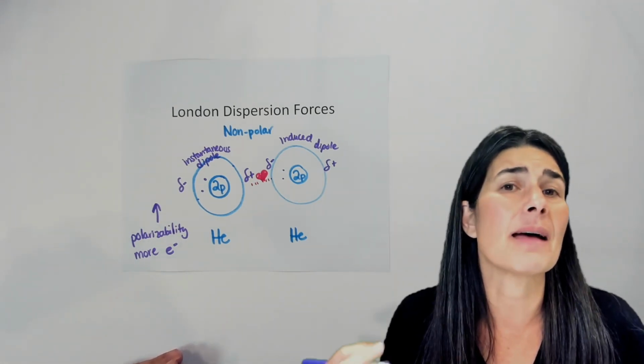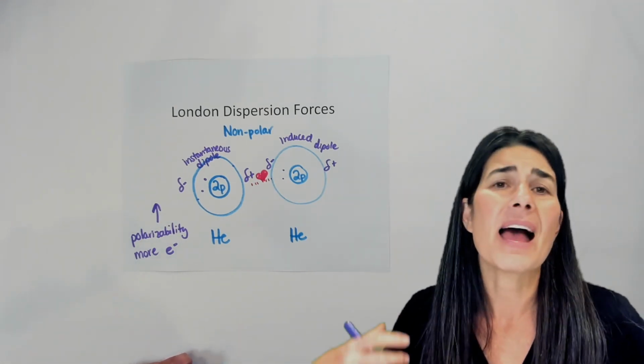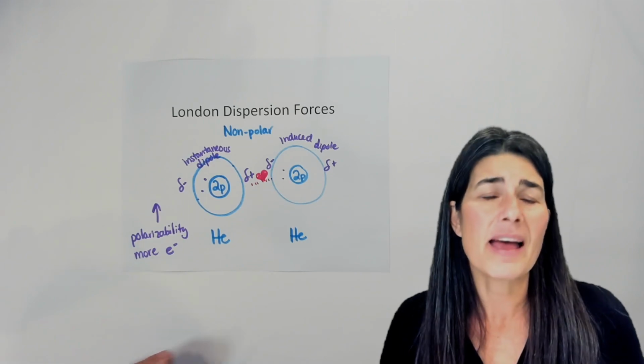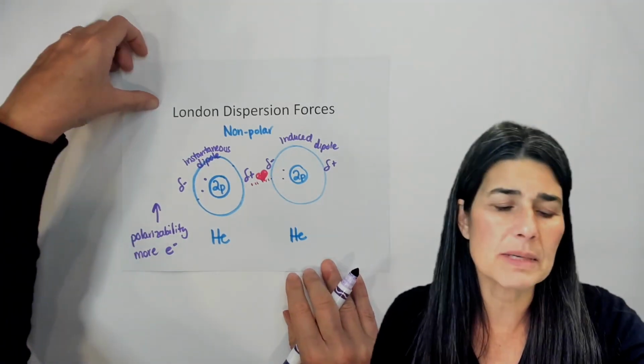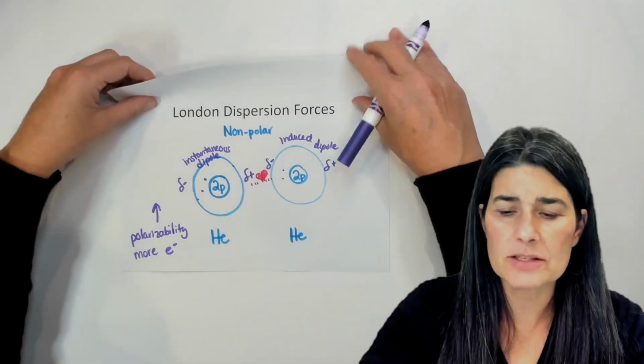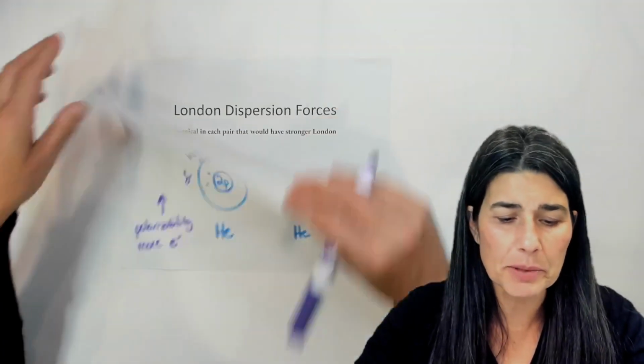So when we're talking about London dispersion forces, if I ask you how to make them stronger, you're gonna look at the mass of that atom. How many electrons does it have? How big is that electron cloud? So let's go through some examples. If I ask you, let me go ahead and get my next paper.